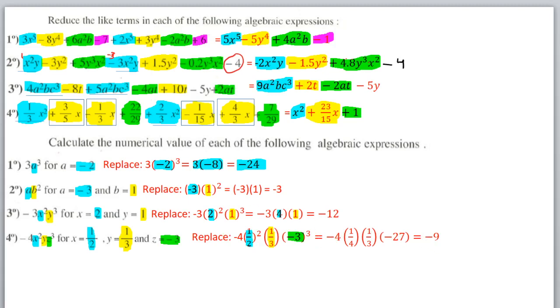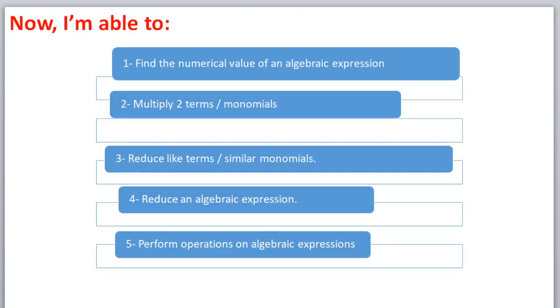This is everything for today. I hope you understood the lesson very well. I remember that you took all this in grade 7 with Mrs. Carla before, and I'm repeating the lesson since we need it in grade 8. It's a basic lesson in grade 8. So till now, you are able to find the numerical value of an expression, multiply two terms or monomials, reduce like terms, reduce an algebraic expression, and at the end perform operations on algebraic expressions.